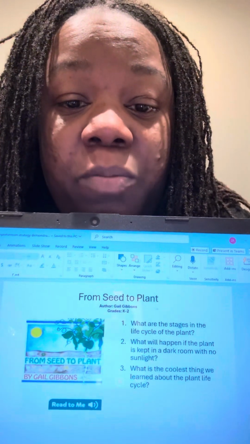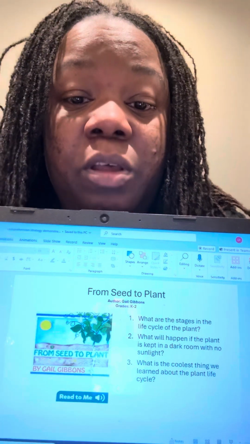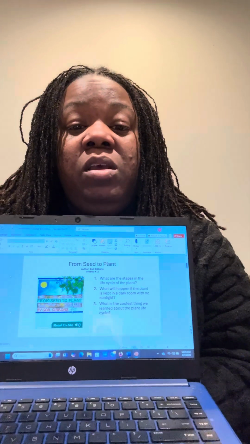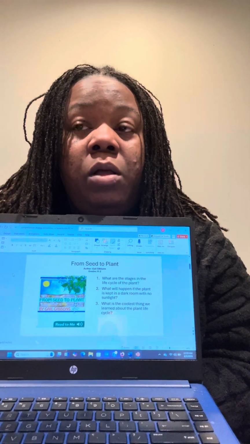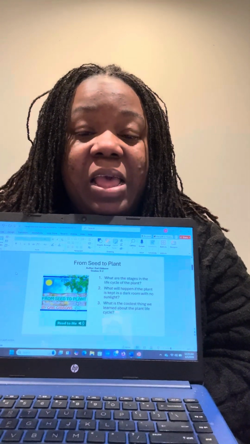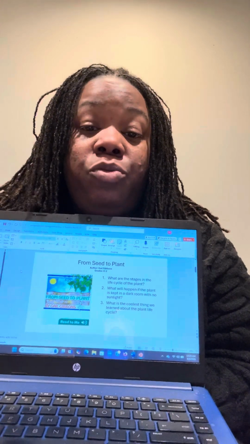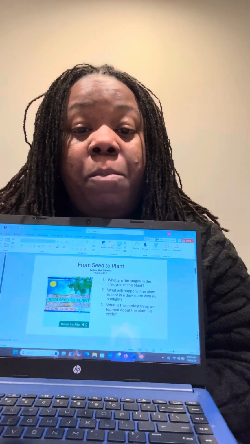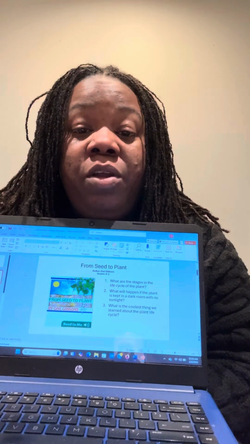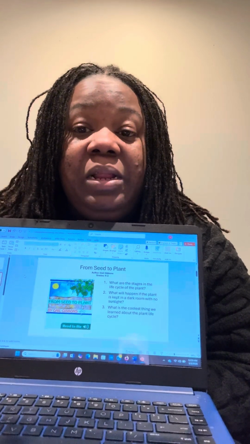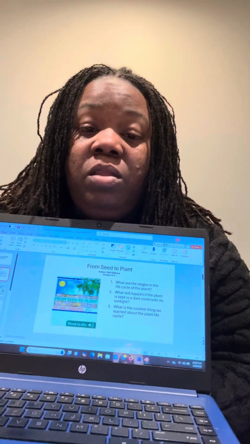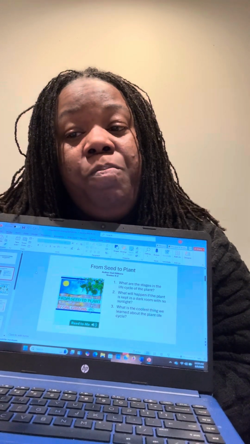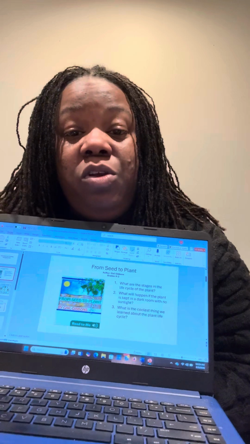My first book is From Seed to Plant. This book can be very relatable to the children, as they'll see a class of students going out to plant a seed. They learn as they go through the life cycle of planting. They plant the seed, they water it. They talk about the plant needing sunlight, and they go through the life cycle. It also expands into talking about how plants continue their life cycle.